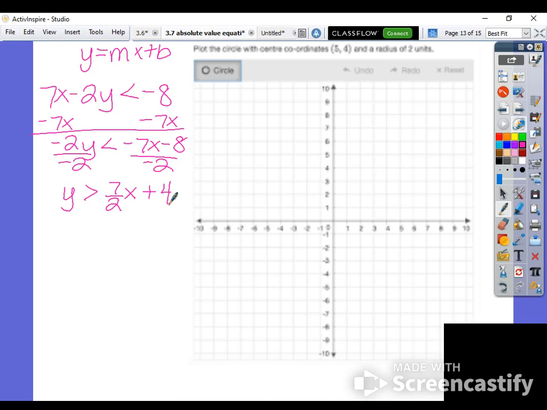So then we graph this. Start at 4. And I can't go up 7 over 4, but I can go down 7 to the left 4. And this would be a dashed line because there's no equal to sign under it.